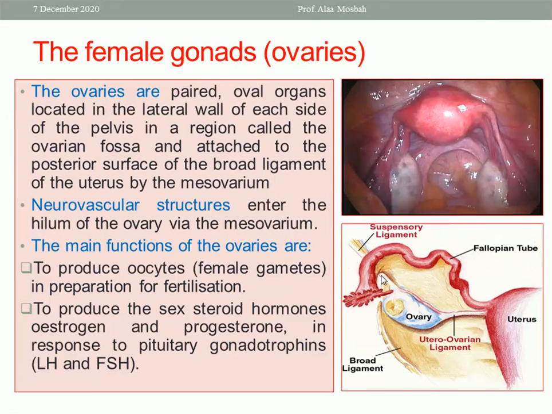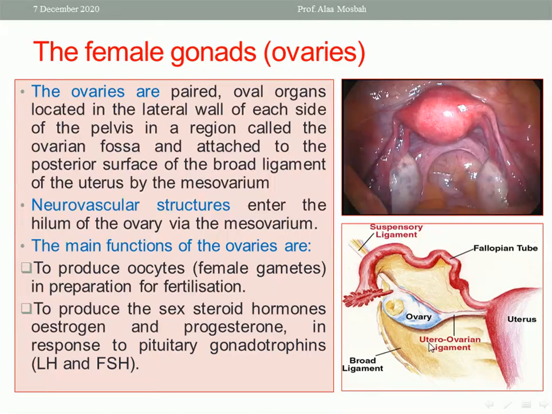And also attached to the broad ligament via the mesovarium, through which the neurovascular structures enter the ovary. The main function of the ovaries is the production of oocytes in preparation for fertilization, and also the production of sex steroid hormones, estrogen and progesterone, under the effect of the pituitary gonadotropins FSH and LH.